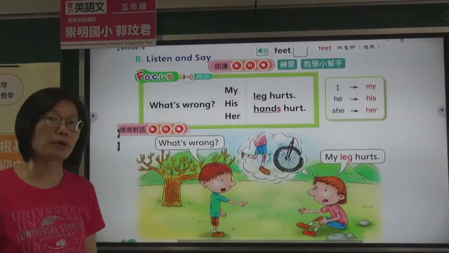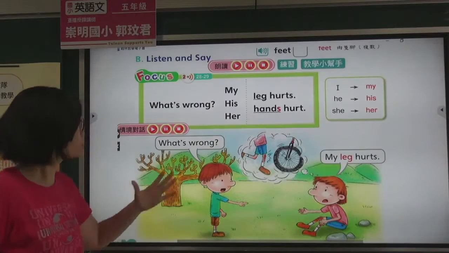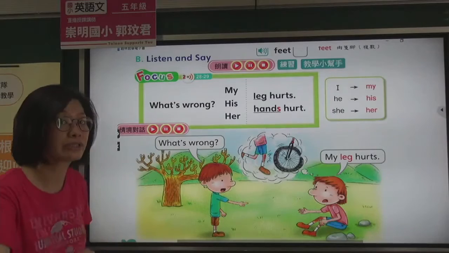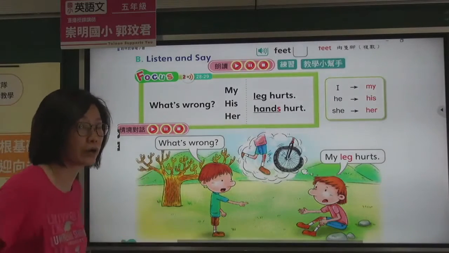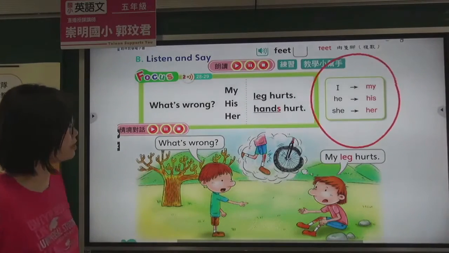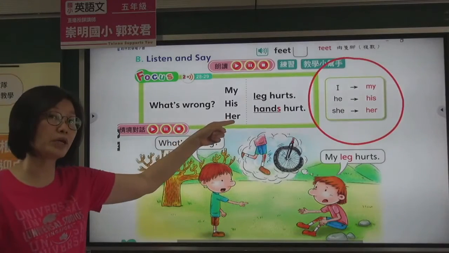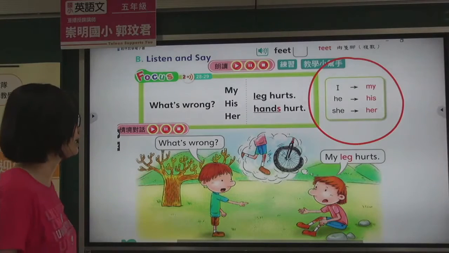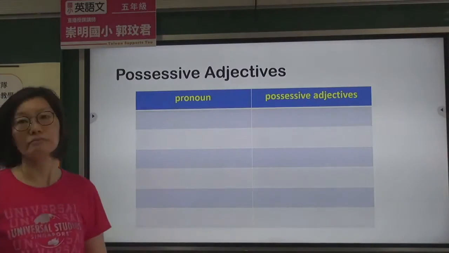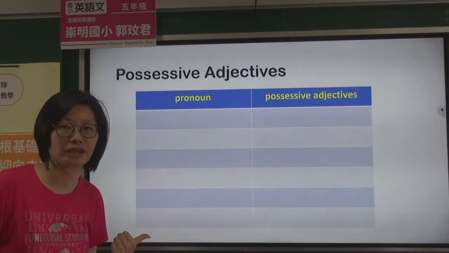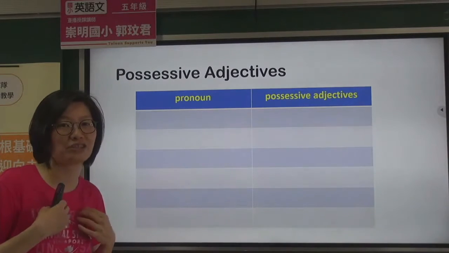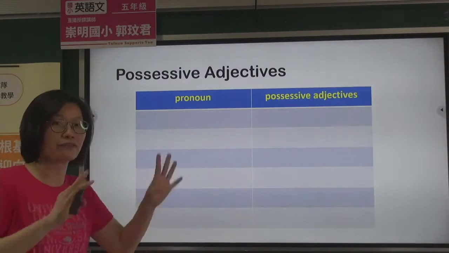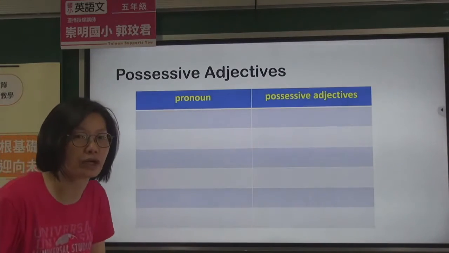Do you remember last semester when we talked about this unit? What's wrong? His leg hurts, his arms hurt. We talked about this, right? Do you remember? That is possessive adjectives. We made a chart for my students, but for now, if you don't have this chart, you can make it on your own.